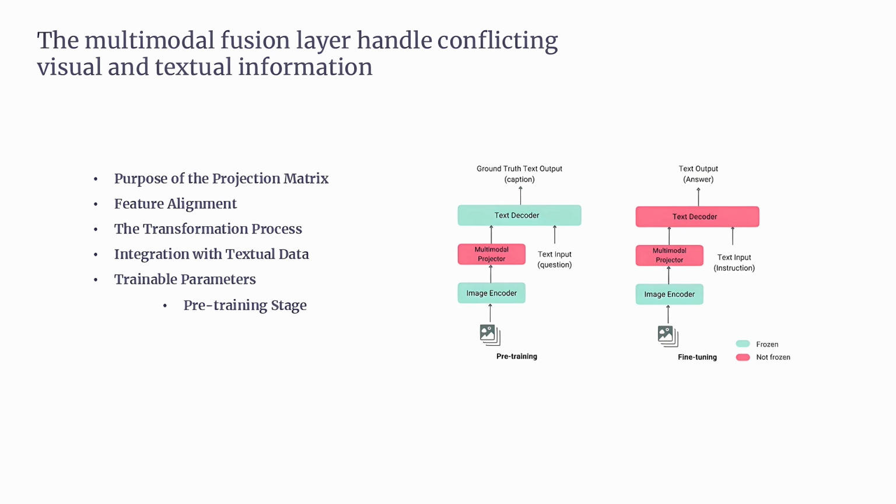The goal here is to align the visual features with the language model's word embeddings so that the image and text can be understood in a compatible way. 2. Fine-tuning stage. After the pre-training, the projection matrix W continues to be updated, but now it works alongside the language model. The vision encoder remains frozen. This stage allows the system to refine how the visual and textual information are integrated, improving how the model generates responses and handles multimodal data.